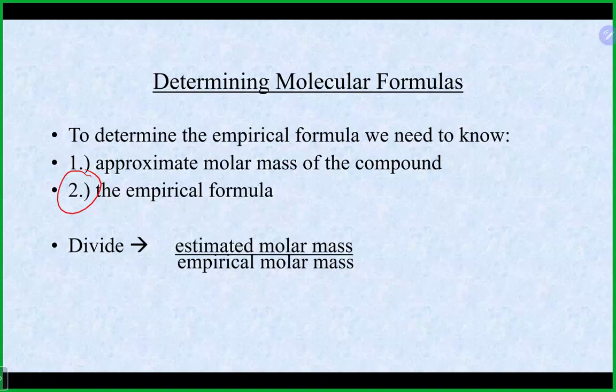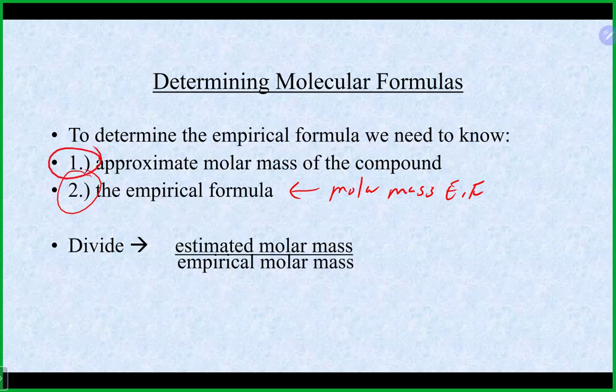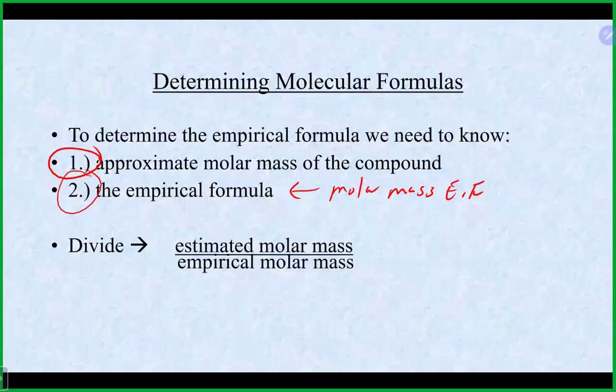Once you do that, you need the molar mass of the empirical formula. Once you have the empirical formula and its molar mass, the last thing that you need is the approximate molar mass of the compound you're trying to figure out the formula for. The good news is that in textbook problems, that is usually given to you in the problem.